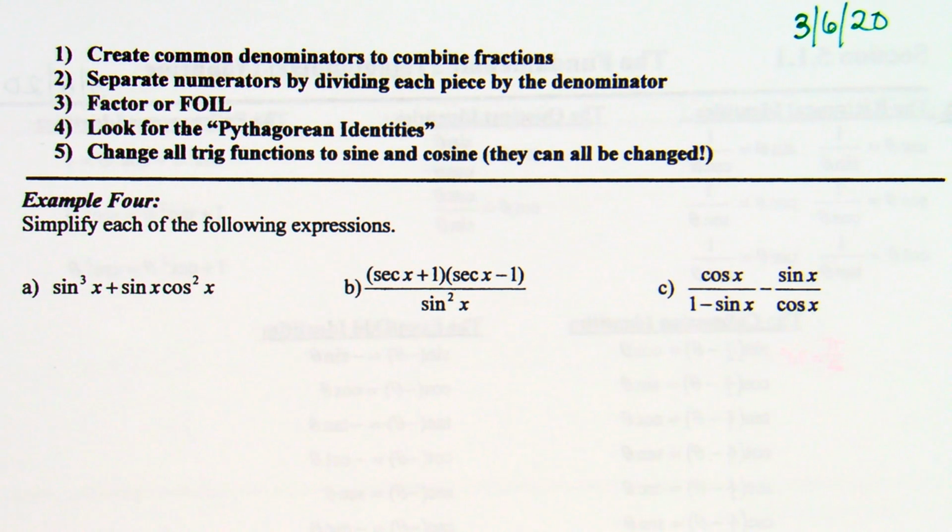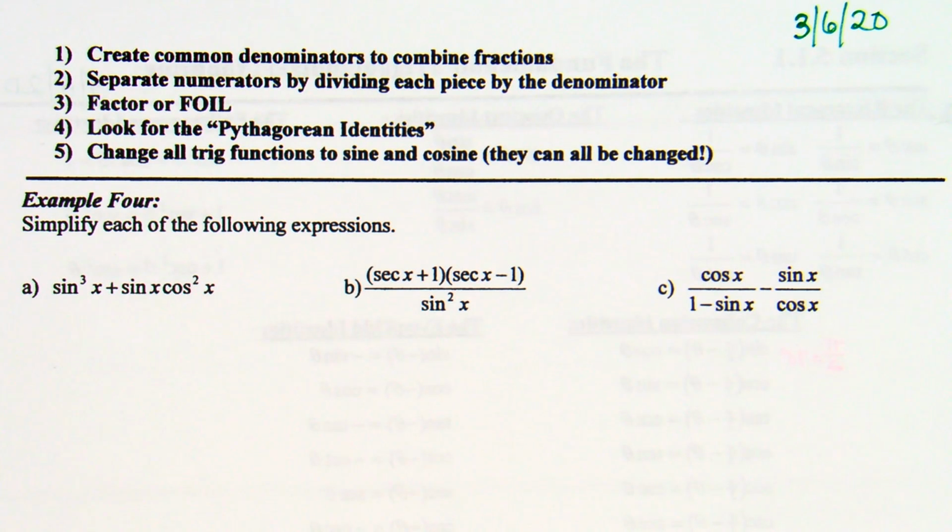One option, if you have multiple fractions, you could get a common denominator to put them together as one fraction. Expressions are going to be easier to simplify if they're one fraction instead of multiple fractions. You can also reverse that. You can separate numerators by dividing each piece by the denominator. So if there's a direction we can go with it and we need to take a big fraction and separate it, that's an option too. Option 3 will sometimes be doing some factoring or foiling, whether it be factoring things apart or foiling things together. So that would be an option to look for.